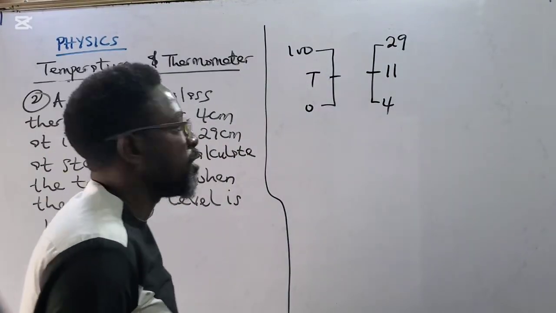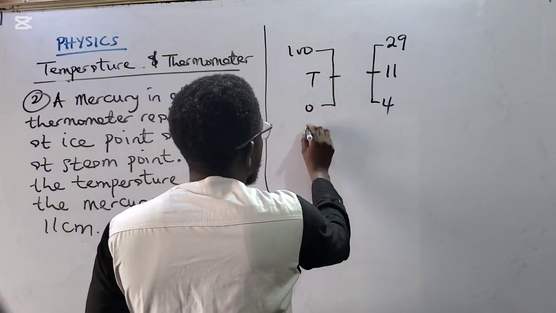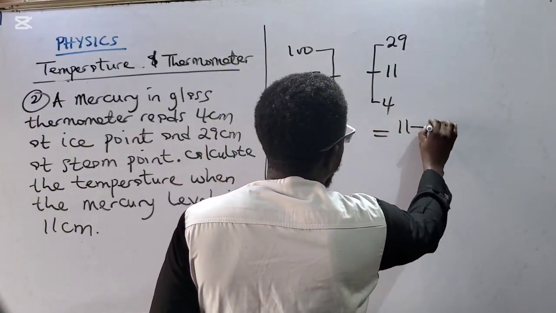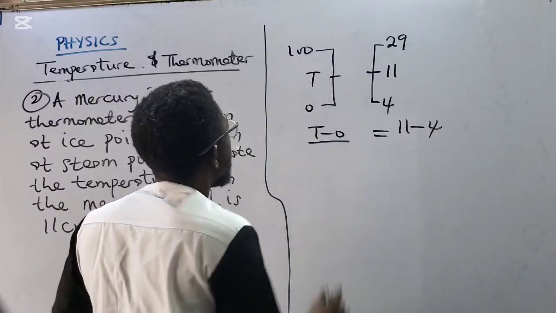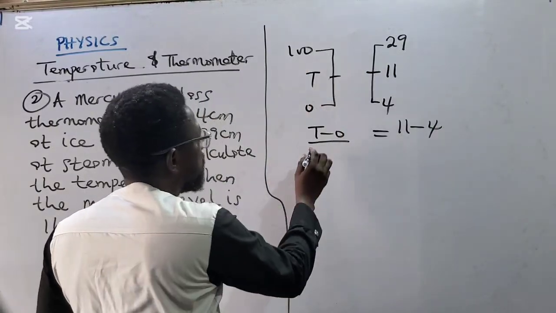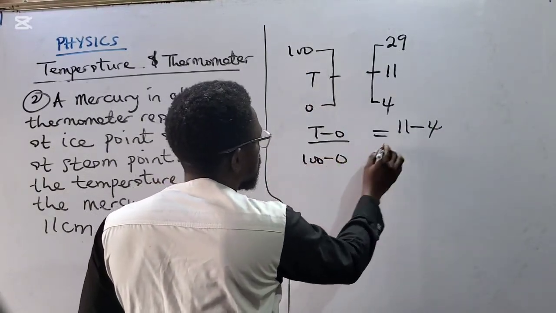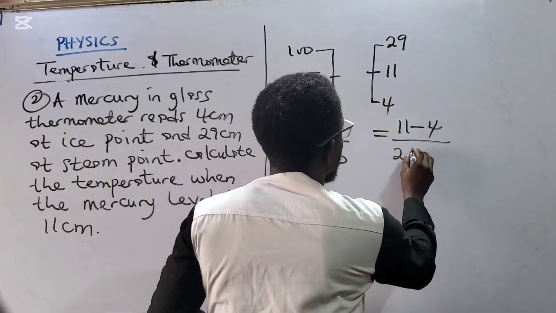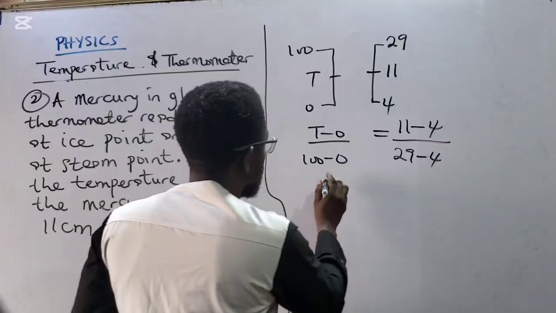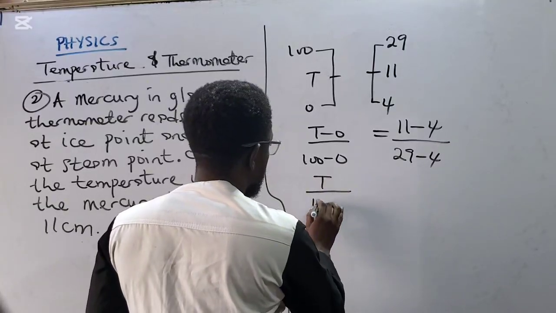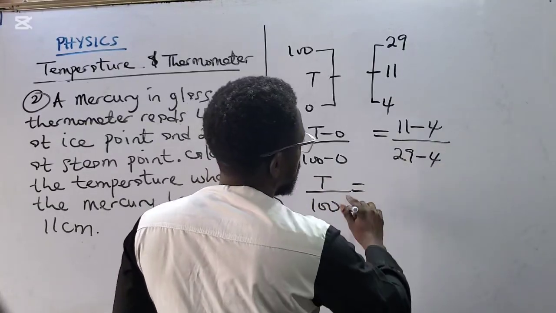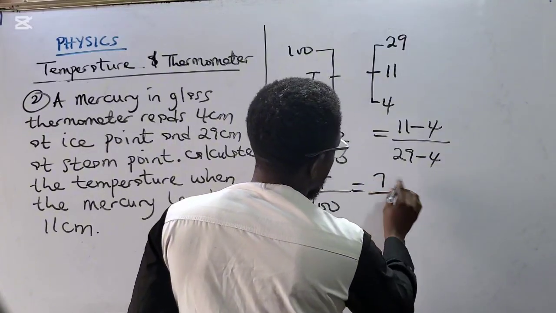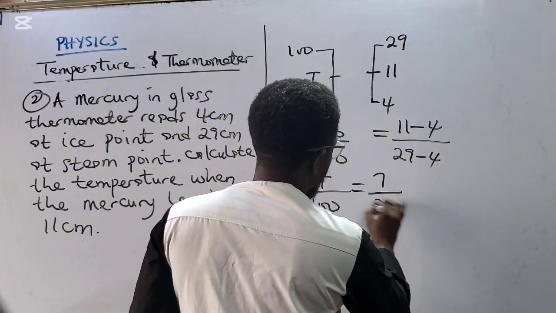So again, we subtract now. T minus 0, we have 11 minus 4. Then we have 100 minus 0. Then we have 29 minus 4. This one gives us T over 100. This one gives us 7 over 25.